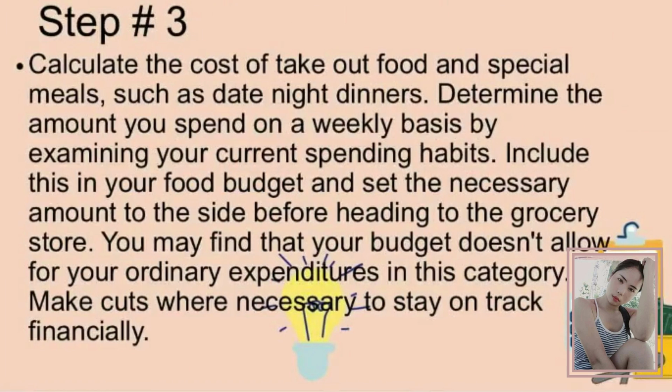Then we have the third step, which is to calculate the cost of take-out food and special meals such as date night dinners. Determine the amount you spend on a weekly basis by examining your current spending habits. Include this in your food budget and set the necessary amount to the side before heading to the grocery store. You may find that your budget doesn't allow for your ordinary expenditures in this category. Make cuts where necessary to stay on track financially.